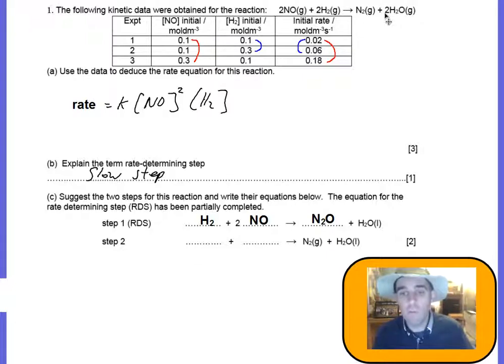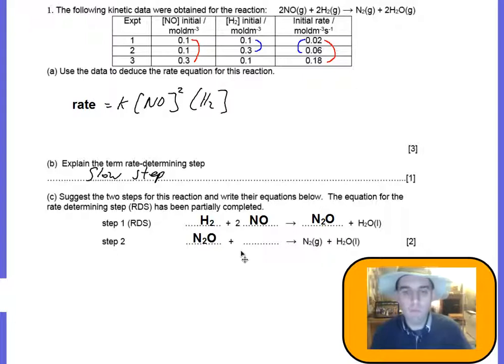N2O does not feature. So when we combine these two steps here, if this is the rate determining step, this is the fast step that doesn't determine the rate. You combine these two steps, it must make the overall equation. So N2O, if it's made, it must also be used up in the second equation, okay, in the fast step. And it's an intermediate. It's been made in the reaction, but then it's used up.